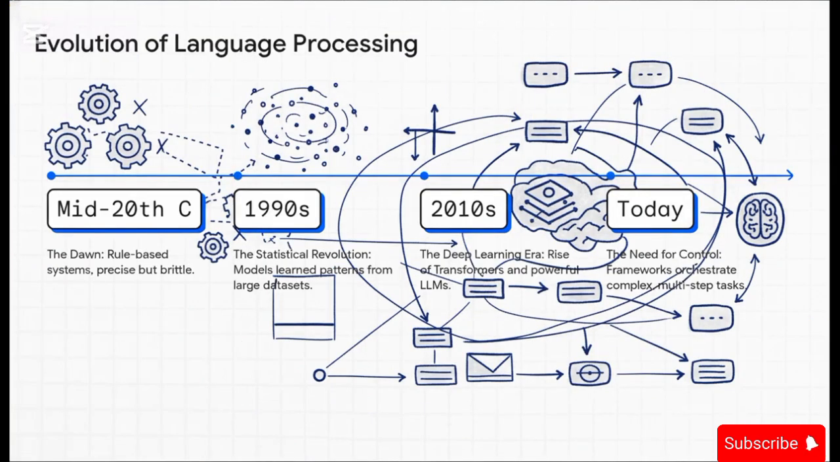To really get why this is such a big deal, it helps to take a quick trip back in time. It all started with these really brittle, rule-based systems. Then, in the 90s, we had the statistical revolution. Machines were finally learning from data. Fast forward to the 2010s, and boom, the deep learning era hits with these incredibly powerful LLMs. But here's the twist. All that raw power created a whole new problem: control. How do you get these amazing models to actually perform complex, multi-step tasks without going off the rails? And that's exactly where we are today.